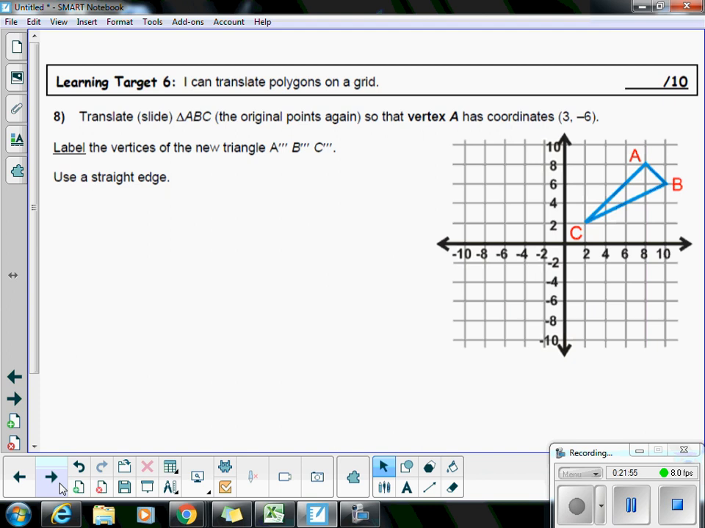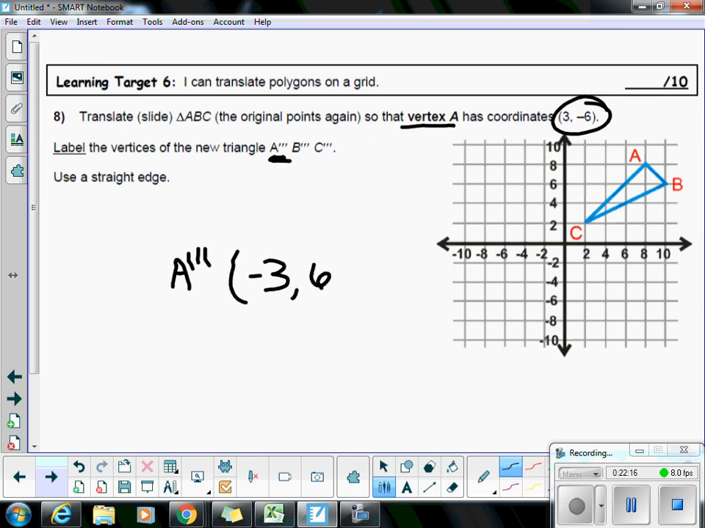So a translation is a slide. So we want to make vertex A have the coordinates 3, -6. So that is not our translation rule. That is our new A coordinate. So that's the coordinate of A triple prime. So A triple prime is -3, 6. So I'm going to go plot that to start with. -3, -6 is right here. So that is A triple prime.